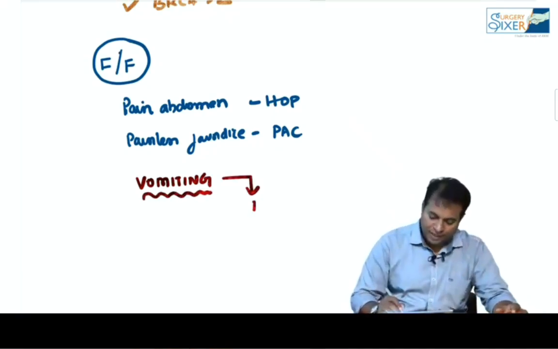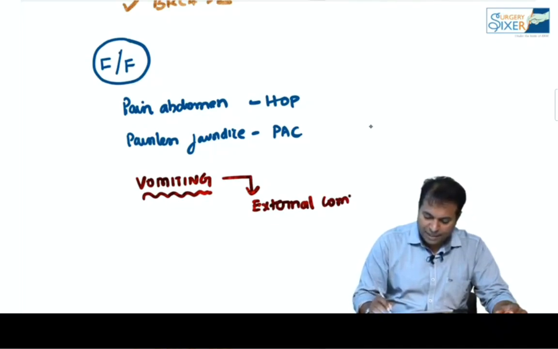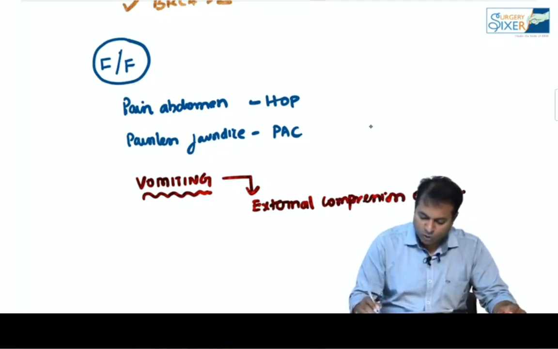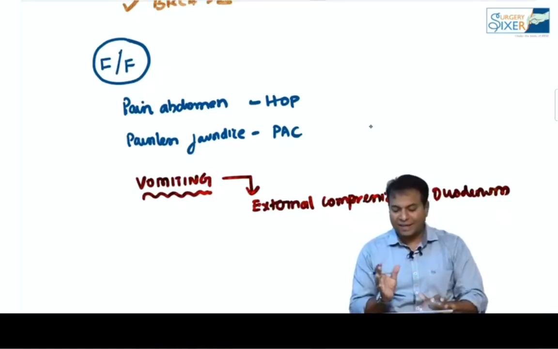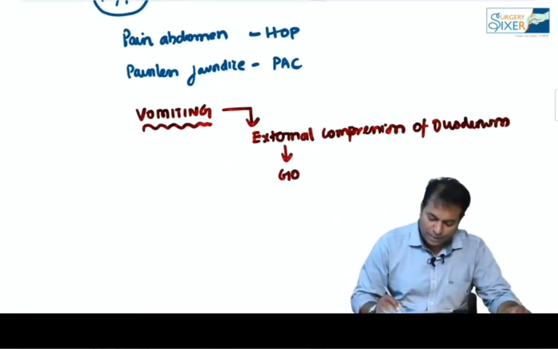It is mainly due to the external compression of the duodenum by the tumor. That is the main cause for vomiting. So the main cause of vomiting in pancreatic cancer is compression of the duodenum resulting in gastric outlet obstruction.